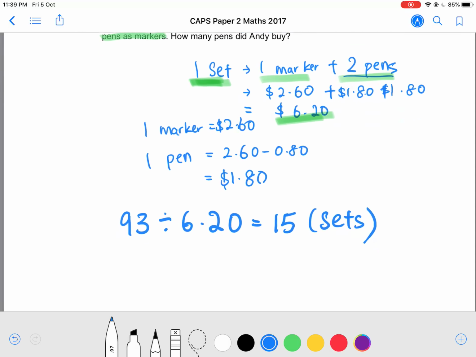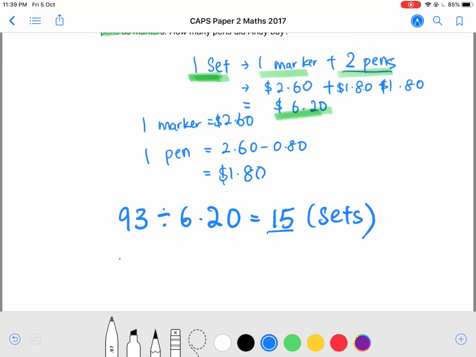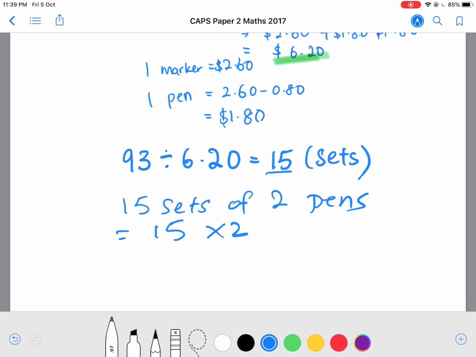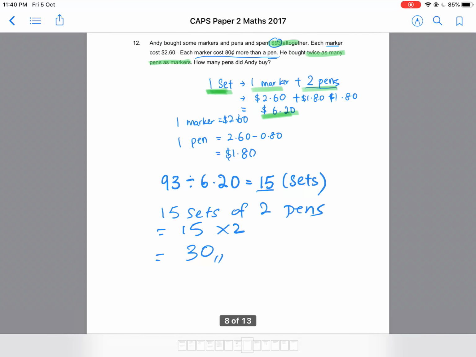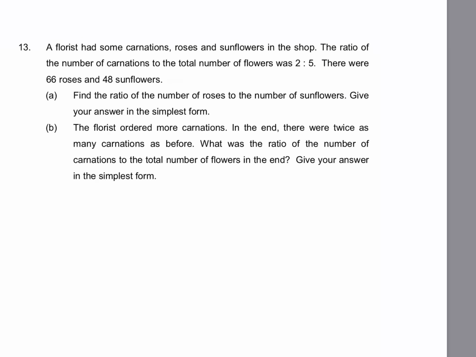Alright, now how many pens did the person buy? It will mean that there's actually 15 sets of two pens. That's going to be 15 times 2 pens. And the answer is 30. That's for question number 12. Okay, question number 13 now.